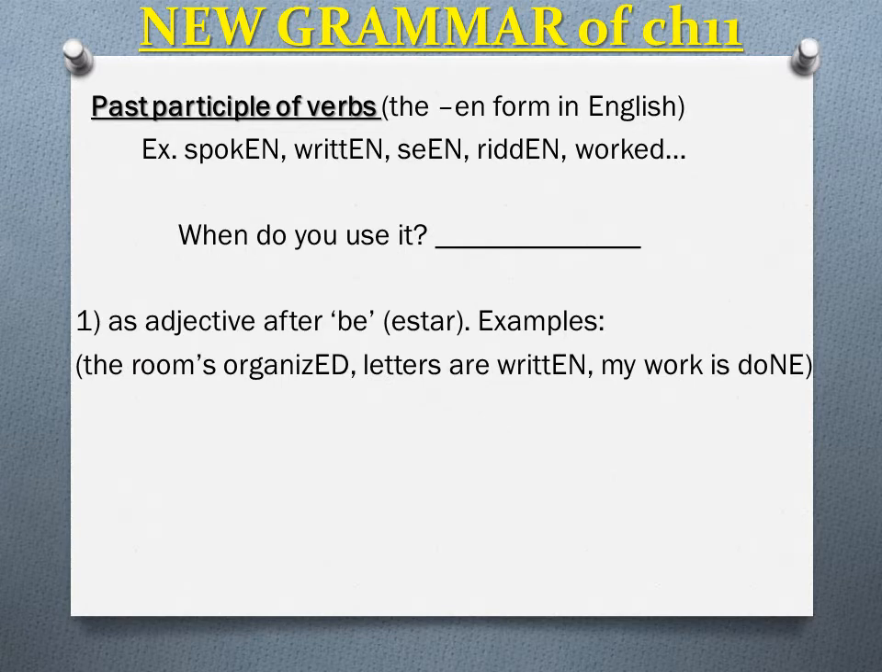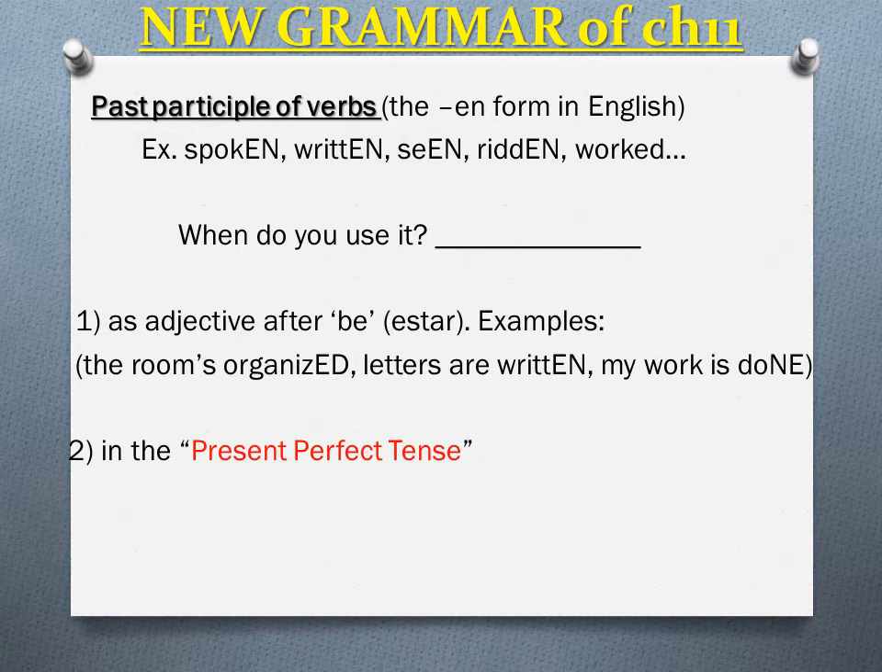One is when we have the verb is, or the verb to be, and then we have the past participle to express ideas such as the room is organized, the letters are written. So in this case, the past participle is an adjective to describe conditions at the moment. My work is done. So that's a major use of the past participle.